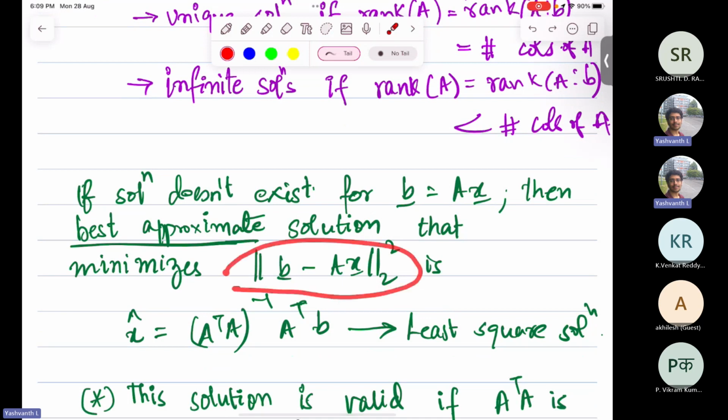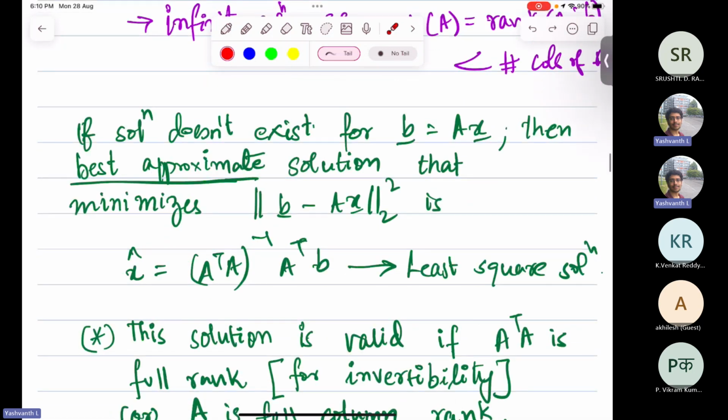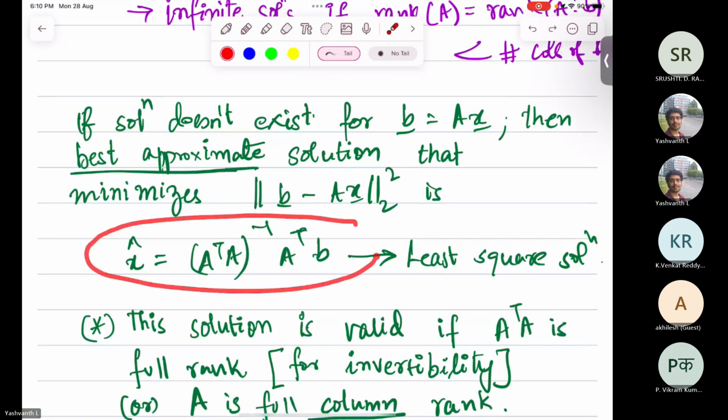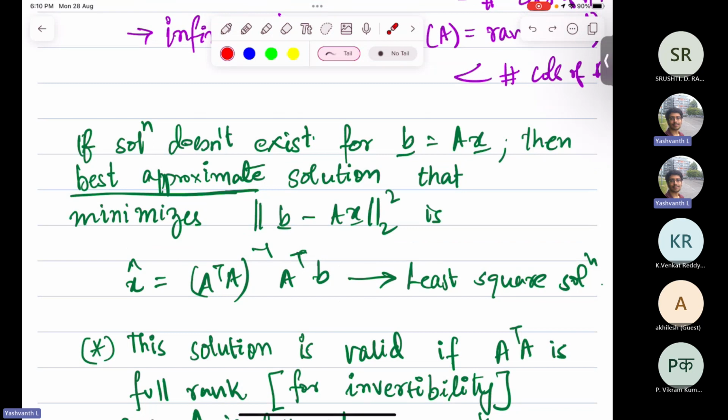Now, in the class, the professor would have expanded this in terms of inner product, because the norm square of e is the same as e transpose e. This is the same as (b minus Ax) transpose times (b minus Ax). And then he would have expanded it. For minimization, you need to take the gradient with respect to the vector x, which we want to find, and equate it to 0, and you get the value for x. That's how the professor proceeded. And the end result is this: x hat is equal to (A transpose A) the whole inverse A transpose b.